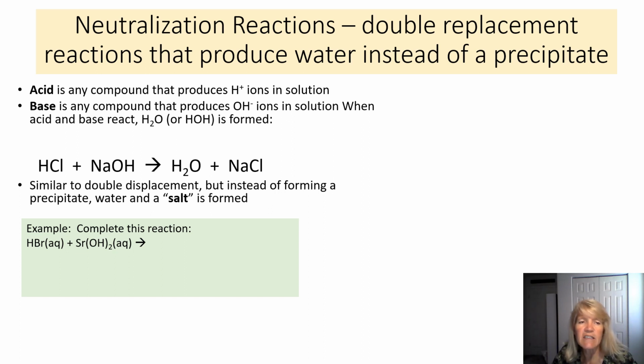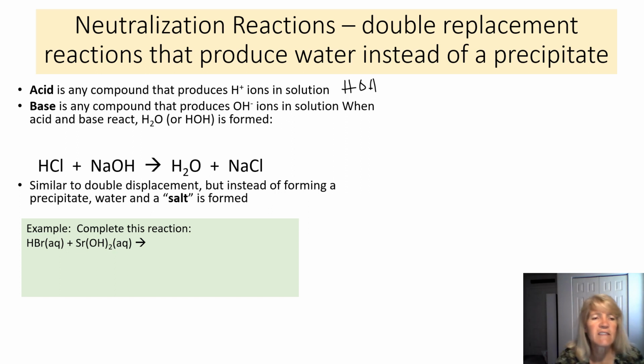An acid is a compound that produces H+ ions, hydrogen ions. A base is a compound that produces hydroxide ions. And if you can imagine, if H and OH get together, well, that's water. That's H2O. And so that's a new compound, but it's not a precipitate.